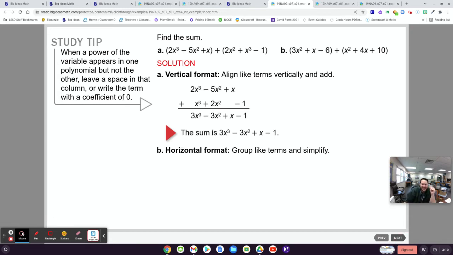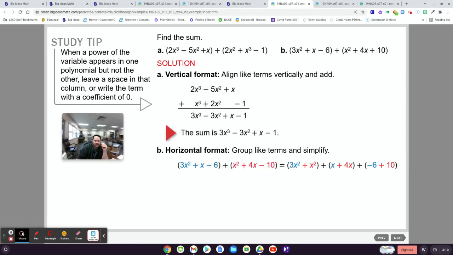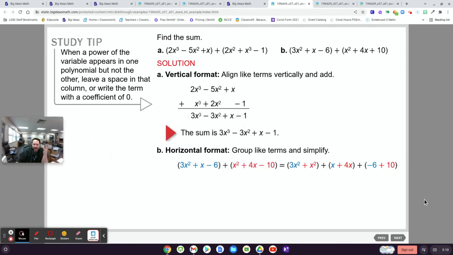And now try B here. So add up B. Let's see what you get. All right, so you can add up the three. Oh, and they're showing you how you can, instead of lining up vertically, just line them up horizontally.